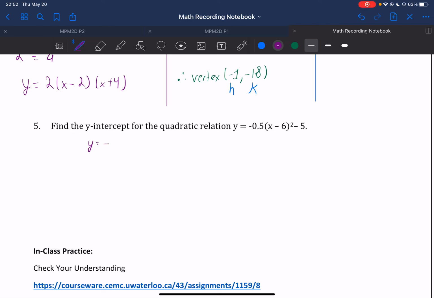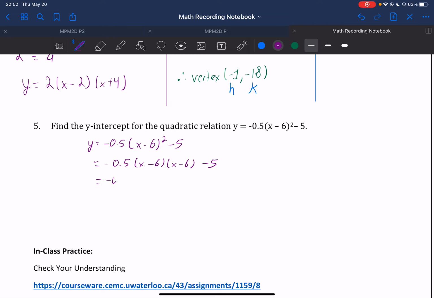y equals -0.5 bracket x minus 6 power of 2 minus 5. So what we're going to do now is start off by expanding and then foiling out this square. So let's expand it out. x minus 6 bracket x minus 6. We're still subtracting 5 at the end.